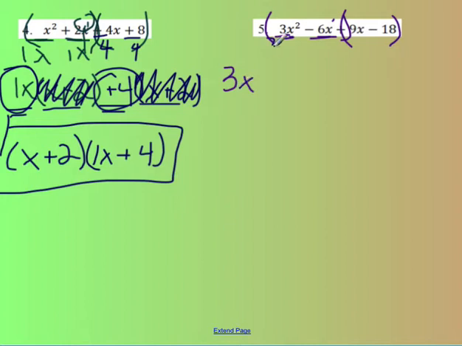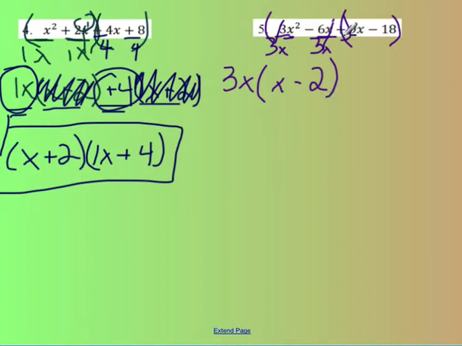So we're going to divide each of these terms by 3x. Well, 3 over 3 cancels out. X squared divided by x to the first, subtract those exponents, and you just get x. 6 divided by 3 is 2, and x over x cancels out. So we're just left with x minus 2 in that parenthesis.